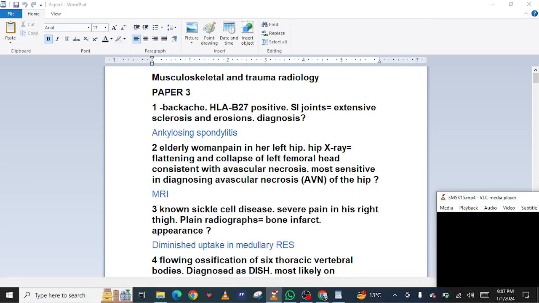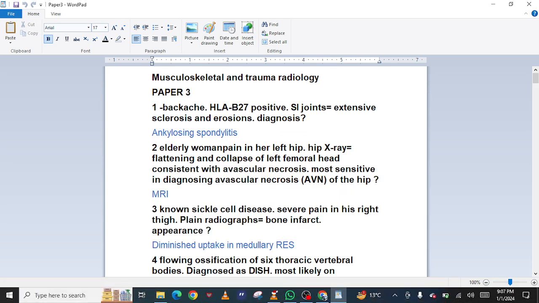His pelvis. Appendicitis. Incidental finding of a sclerotic lesion, a bone island, in his ilium. Most appropriate follow-up: none. Musculoskeletal and trauma radiology.